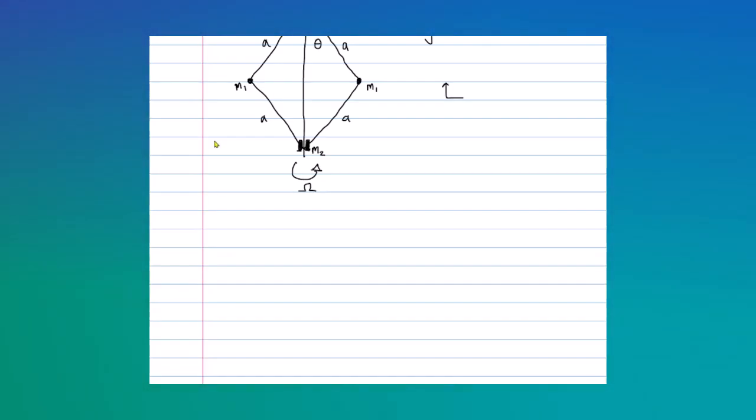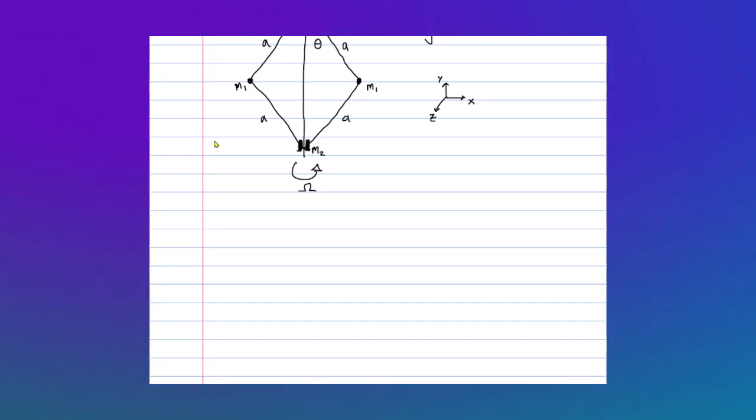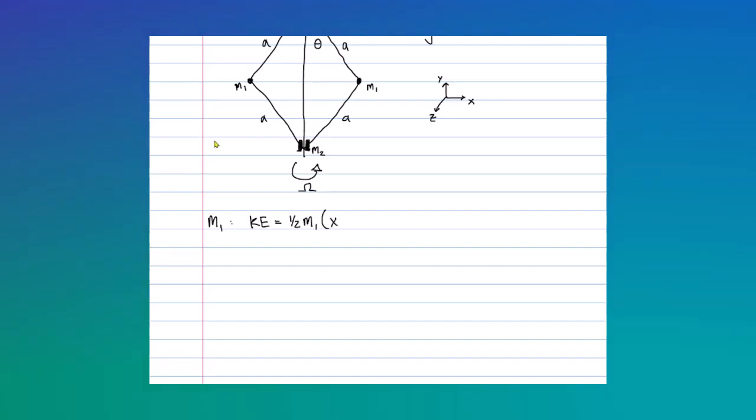So we're going to start by defining our coordinates. This time x will be pointing outwards, y will be pointing upwards, and we need a third coordinate, z, because this motion is three-dimensional. So for each of the mass 1s, the kinetic energy is 1/2 m1 times x dot squared plus y dot squared plus z dot squared. Which I'm going to immediately transform into the theta coordinate.